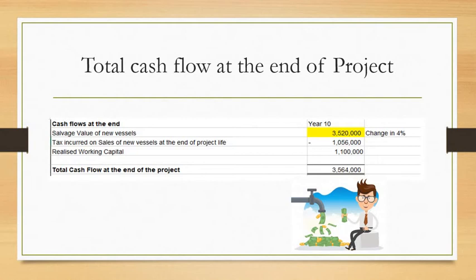When the barges reach the end of their useful life, the assets are sold at their salvage value, and tax is paid on the difference between the asset sales price and book value. In year 10, the salvage value and sale of equipment are computed as a cash outflow because we must account for the lost sale of the current barges, but the sale of new barges is a cash inflow in year 10.